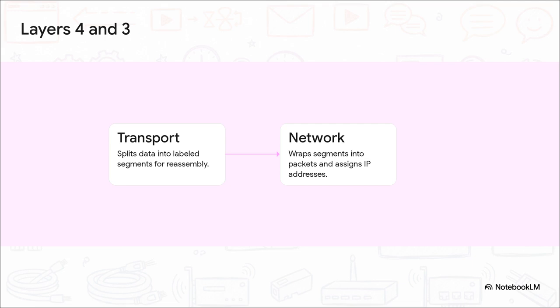This is your routing hub. Layer 3 wraps those segments up into packets, slapping on the source IP address, Sarah's phone, and the destination IP address, Max's phone. This is exactly what allows routers to find the absolute best path across the entire internet.